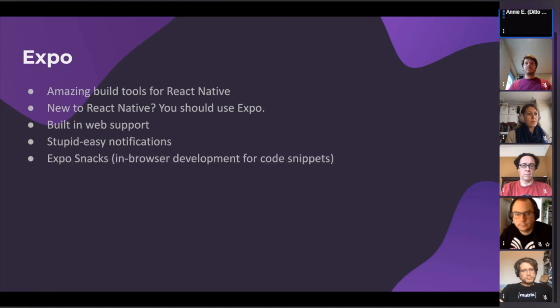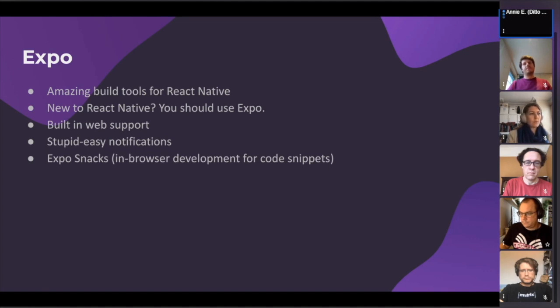And then the last point here is Expo Snacks, which is in-browser development for code snippets. It makes it really easy to prototype things and see how they would look. The in-browser development supports iOS, Android, and web, so you can see how your stuff will look on all three platforms.